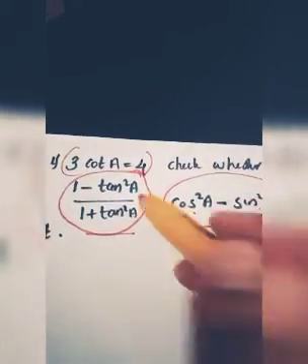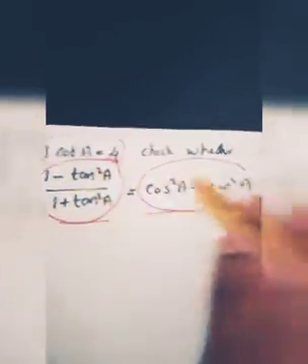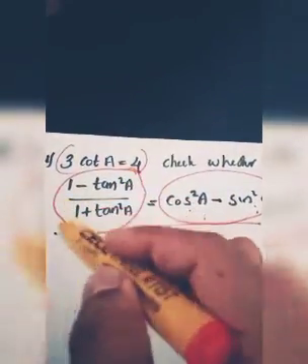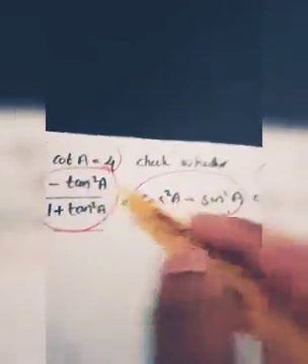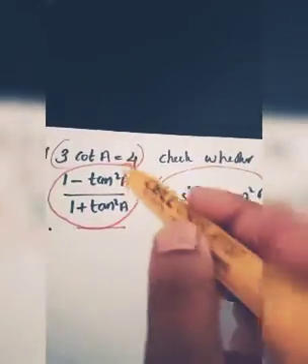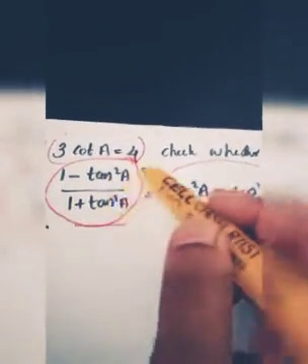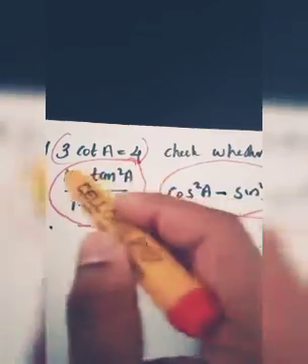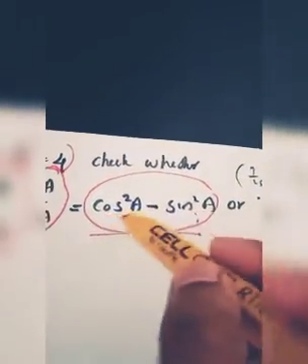Clear? So what I did, I need to check this one is equal to this one. In order to compare this one is equal to this one, we are supposed to calculate LHS separately and we are supposed to calculate RHS separately and find out the value and compare. In order to calculate LHS, we need tan A. Because both are tan A, we need just tan A. If you have tan A, substitute and calculate the LHS side. But in order to calculate RHS side, we need cos A and sin A.